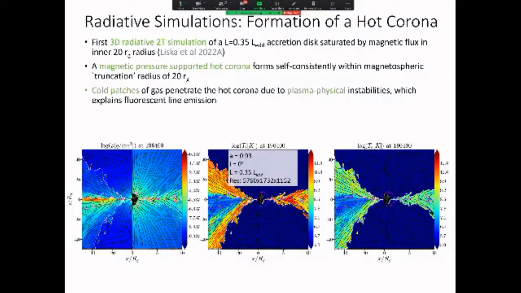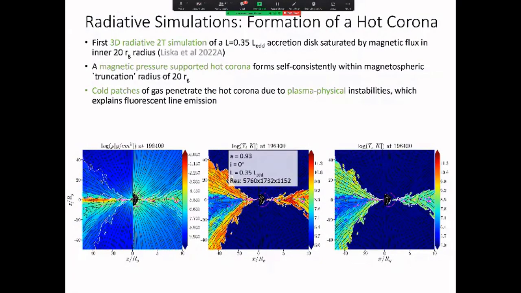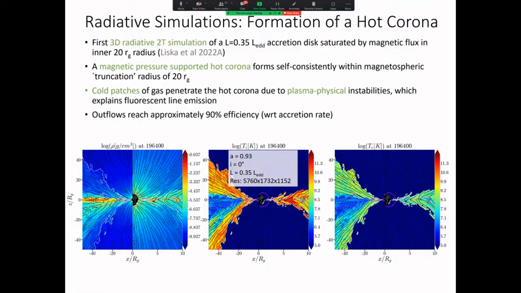And observationally, this is very interesting because we see broadened iron line emission, which is attributed to cold gas around the innermost stable circular orbits around black holes. Such cold patches of gas penetrating the corona could exactly explain that observation, in addition to the existence of the corona by itself. Also, I've measured the outflows in this simulation, and they reach extremely high efficiencies. The jet and winds have a combined efficiency of order 70%, and the radiation does about 20%.